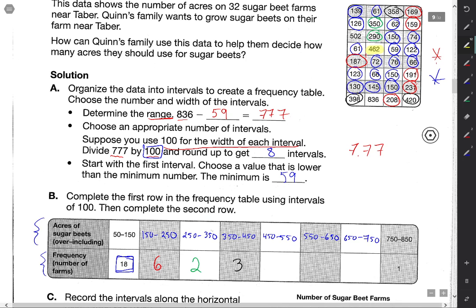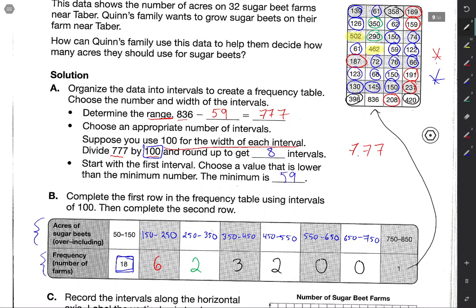I see this one and this one. So the frequency there would also be 2, just like that other one in green. 550 to 650. Well, the only number we have left is this one down here, and that doesn't fall between 550 and 650. So that frequency is actually 0. 650 and 750, that frequency would also be 0. And there we have it, 1. That would be this one right there.